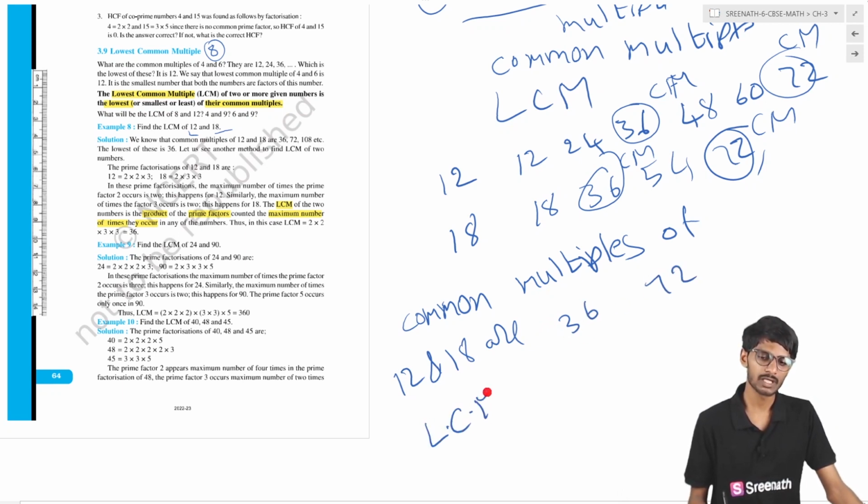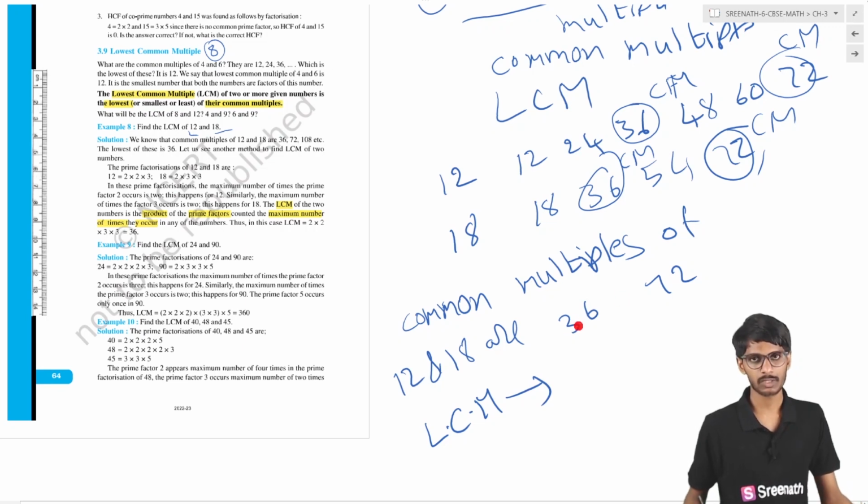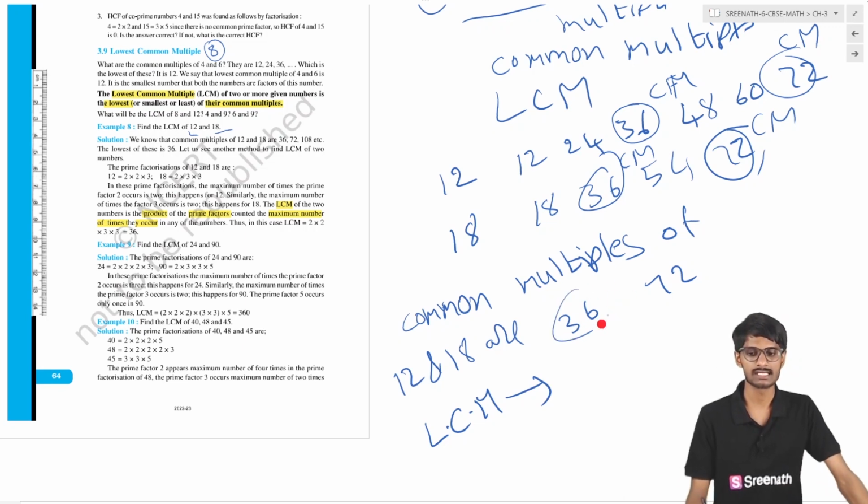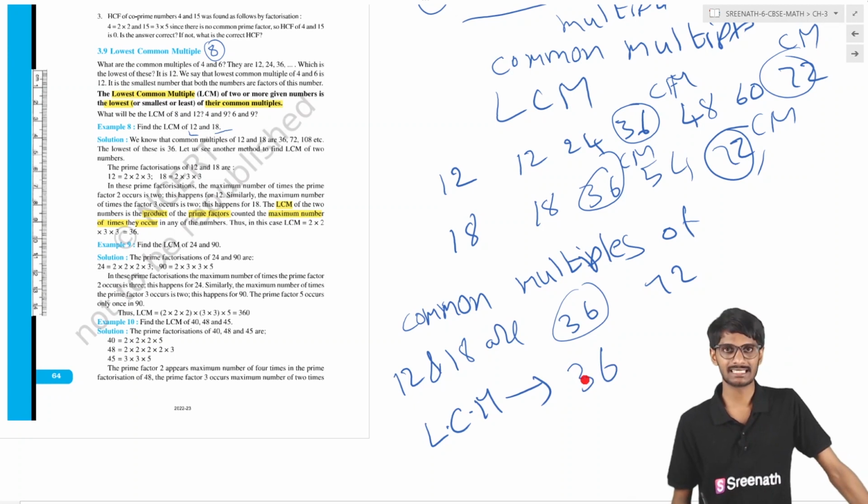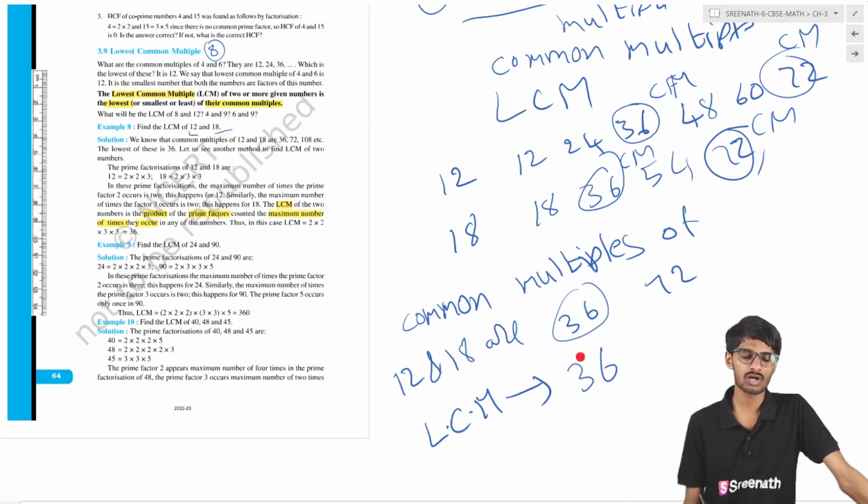Now what is the least common multiple? These are the common multiples, and among these, which is the least one? This is the least one. So the least common multiple is 36. So this is the process. This is what we call the least common multiple, students.